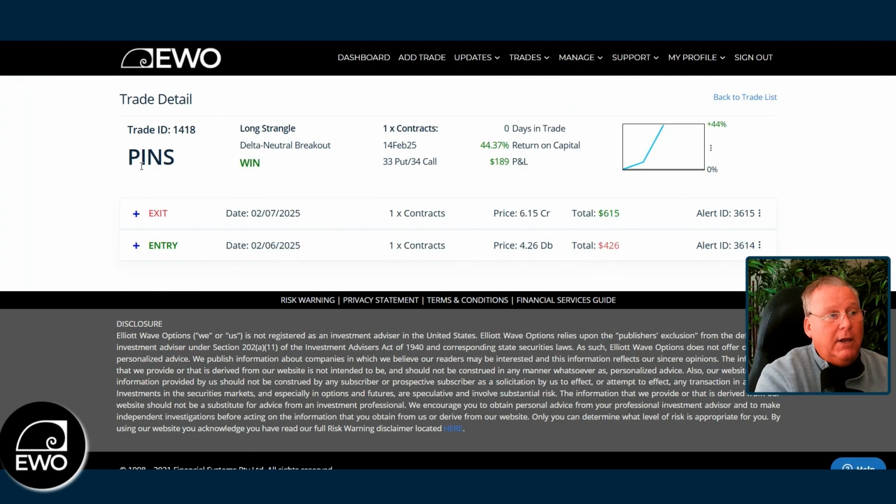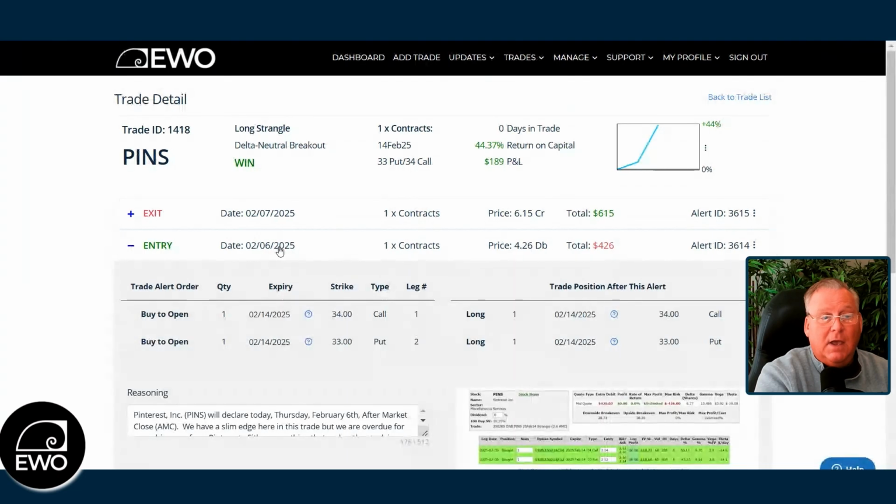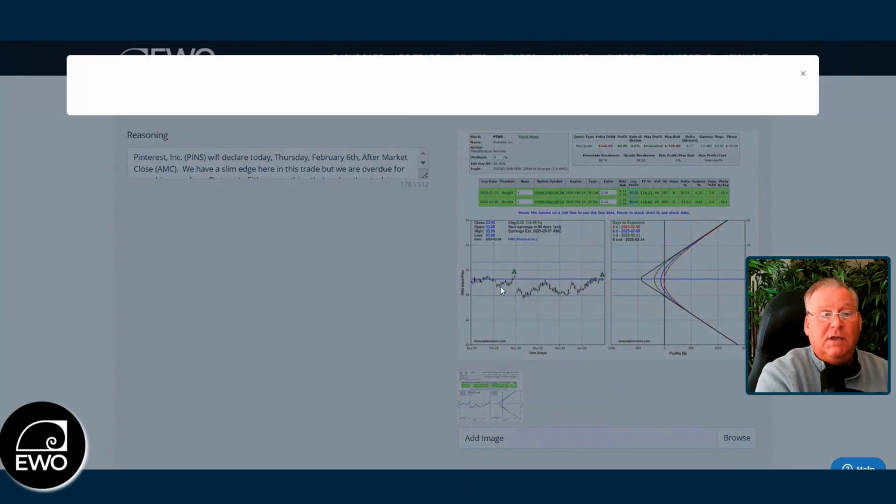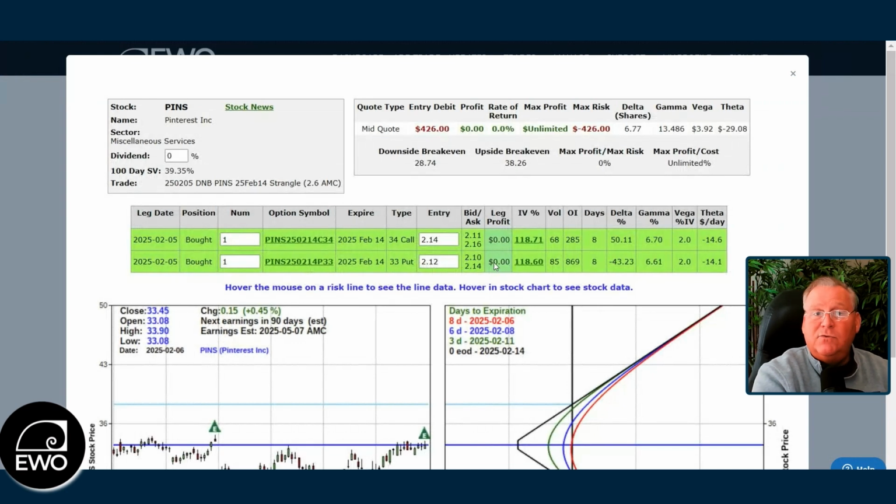Okay. So what we're looking at here is our Delta Neutral Breakout publication. This is trade ID 1418. The stock is Pinterest. Pinterest had earnings just last week, and you can see here the entry date was on February 6th, and we did one contract, and you can see here on this particular strangle, the debit here is $426. Now, on a $10,000 account, that would be a 4.26% risk on portfolio, which we seem to be very appropriate. We like to do 5% or less.